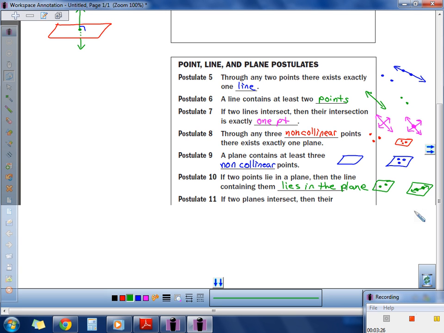The last one is postulate number 11. It says, if 2 planes intersect, then there, help me out, intersection is a line. And this one is definitely harder to draw. Which word is the blank? Line. Okay, so that was our blank. So if two planes intersect, so you got to envision one plane intersecting with another plane.